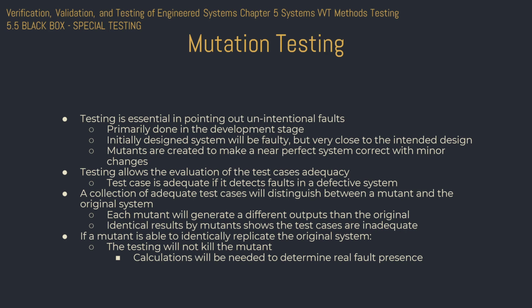rendering it inadequate. If a mutant is able to identically replicate the original system, the testing will not kill the mutant. Calculations will be needed to determine real fault presence. So it'll be so similar to the original system that the testing won't say, hey, kill this mutant. It will just say there's something wrong here, and we need to do some testing to determine where the real fault is, because there has to be a fault. And before moving forward, the testers and the systems engineers need to address this so as to ensure a better product is generated.